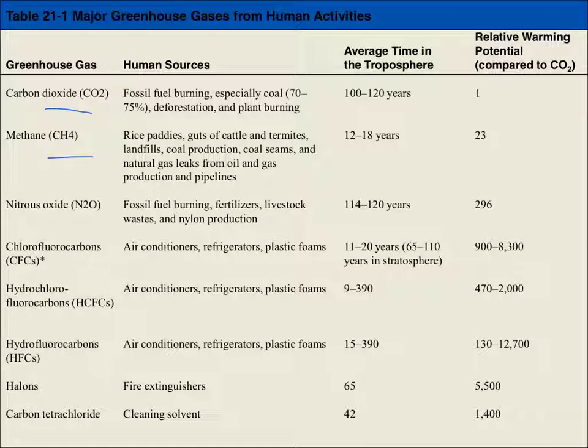Methane's another one. We get that from everything from rice paddies to the guts of cattle, of course, termites, landfills, coal production, natural gas leaks, and so on, and even rotting soil, bogs, and marshes release methane. That is a global warming gas. Nitrous oxide, or N2O, generally comes from fossil fuel burning, and big time from fertilizers. Remember, farmers need to put nitrogen on their fields, and that's going to release nitrogen into the atmosphere and actually hold more heat.